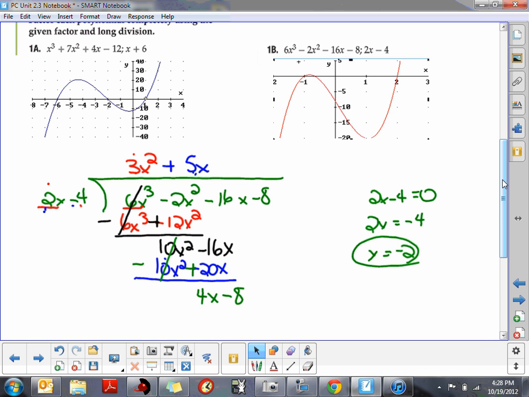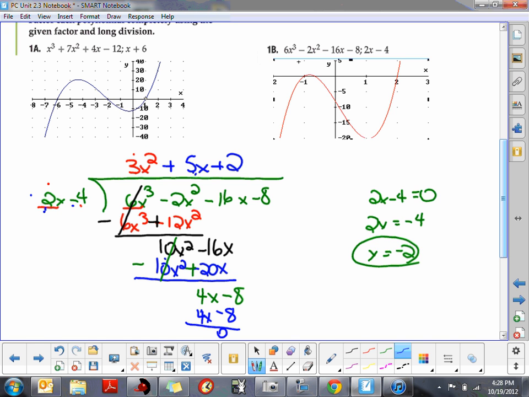Okay, so what do we multiply? What do we multiply a 2x times to get a 4x? So 2x times a 4x, we multiply it times 2. So we're going to put plus 2. And 2 times 2x is 4x. And then 2 times a negative 4 is a negative 8, which gives me a remainder of 0.